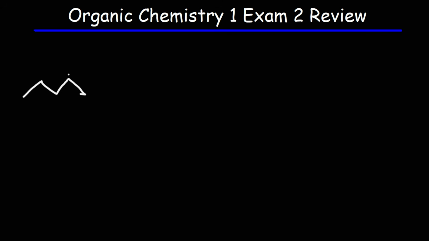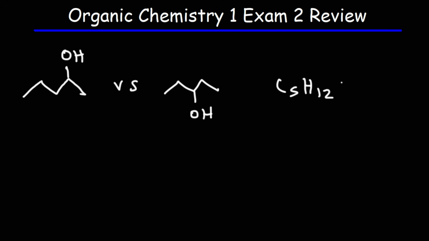What is the relationship between these two compounds? Would you say they're constitutional isomers, enantiomers, diastereomers, meso compounds? What would you say? Now, these two are definitely isomers. Isomers have the same chemical formula, but a completely different structure. Both of these molecules have 5 carbon atoms, 12 hydrogen atoms, and 1 oxygen atom. So they have the same chemical formula, but notice that they're connected differently.